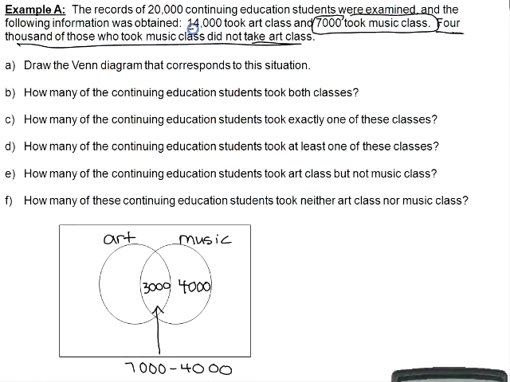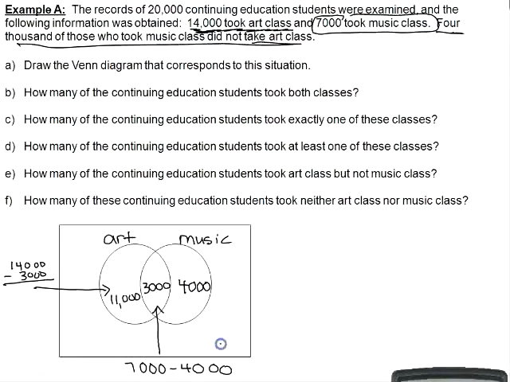Now they tell us 14,000 students took art class. So our art circle has a total of 14,000 students. We have figured out that 3,000 of those art students also took music. So to figure out how many of those art students took art but no music, or art only, we take our 14,000 art students and we subtract off the 3,000 of them who also took music. And so we know there are 11,000 students in this study who took art but no music.